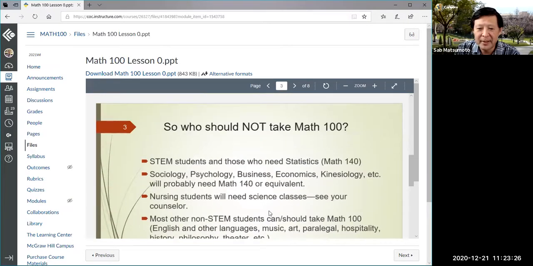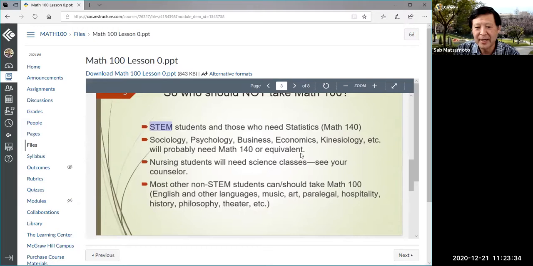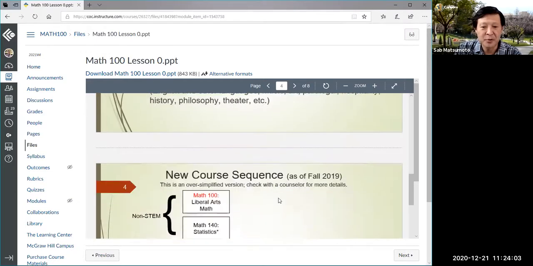So who should not be taking this class? If you're a STEM, science or math student or engineering student, if you're a sociology, psychology, business, economics, or kinesiology student, or whoever will have to take statistics, then you probably should take statistics, Math 140, which is a 5-unit class. And nursing students, because they probably have to take science classes, you probably want to see your counselors if you're a nursing student. Most other non-STEM students can and should take Math 100: paralegal, philosophy, art, music, languages, English, theater, history, and so on.